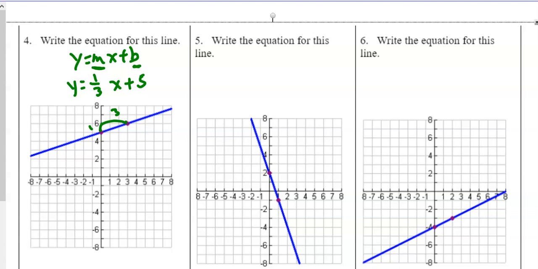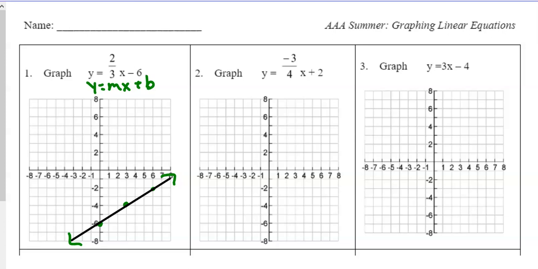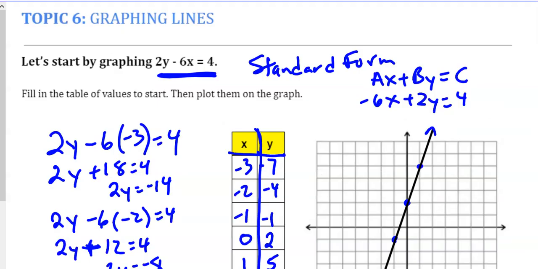Okay, and this concludes your notes for graphing equations of lines. So again, your homework is to not only do this single sheet of paper, graphing linear equations, but also to finish the notes from topic 6, graphing lines.